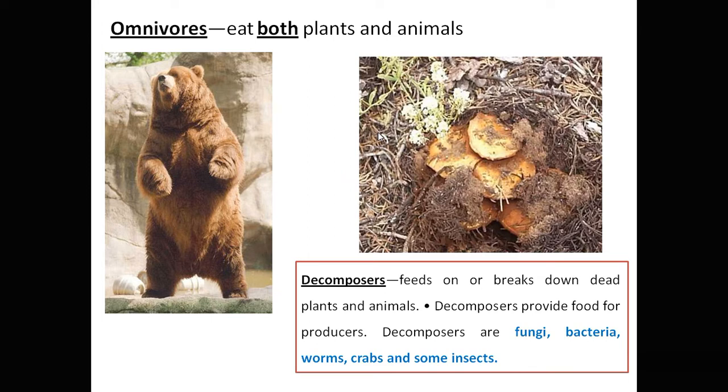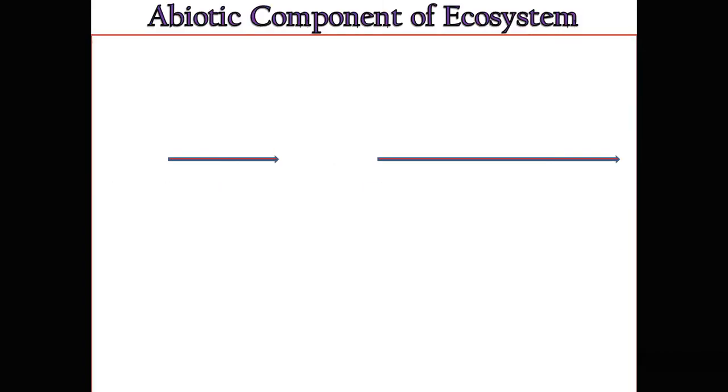Then the most important component of ecosystem are decomposers. Decomposers feed on or break down dead plants and animals. Decomposers provide food for producers. Decomposers are fungi, bacteria, and besides fungi and bacteria, in certain ecosystems, worms, crabs and some insects function as decomposers. Now let us learn abiotic component of ecosystem.